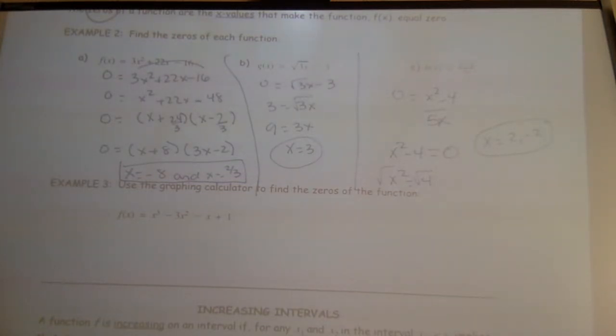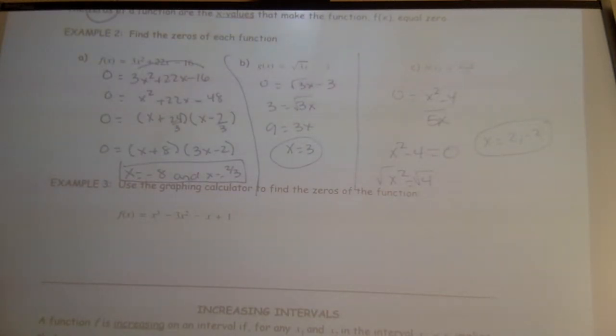Where'd you get the 5? 5 is the bottom of the fraction. When will a fraction be 0? When the numerator is 0. So the denominator has nothing to do with our problem.